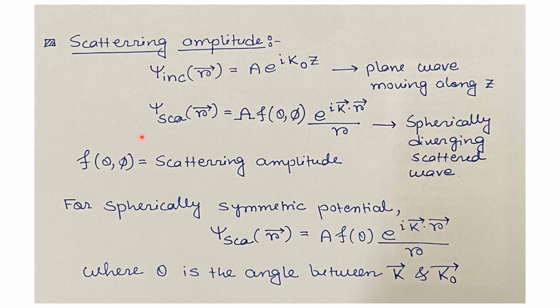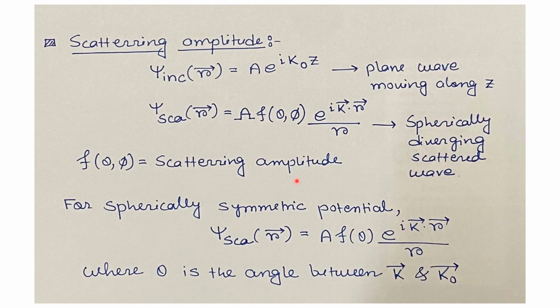Its amplitude depends on the direction θ, φ along which it is getting scattered. Therefore, the actual scattering wave function is given by ψ_scattered as a function of r vector equals A times the scattering amplitude function f(θ, φ) times e^(i k·r) divided by r. This is a spherically diverging scattered wave.